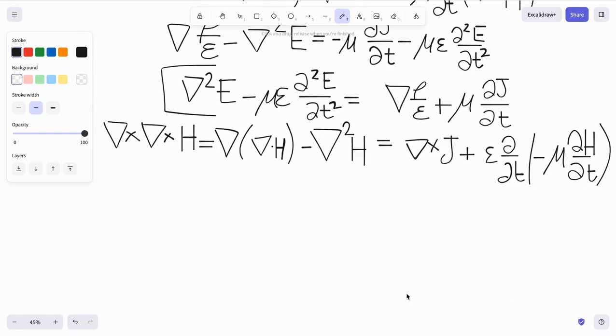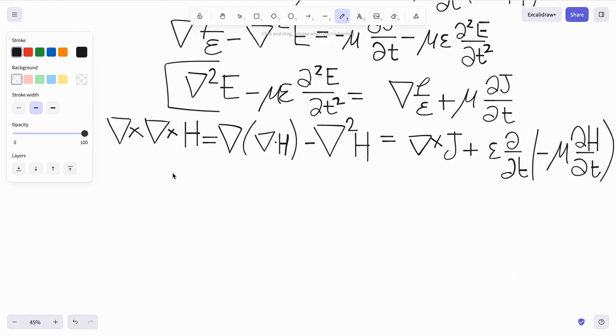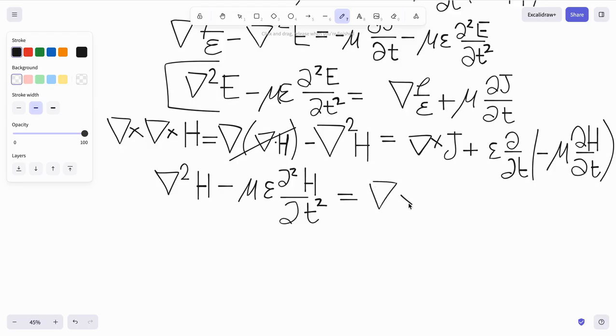Great. And we can do a similar thing as we did above and try to rearrange this equation so it looks more familiar to us. So this term cancels out because the divergence of a magnetic field is 0, because there are no magnetic monopoles. And so we can say this is gradient squared H minus mu epsilon partial squared H over partial t squared is equal to the curl of J. Great.